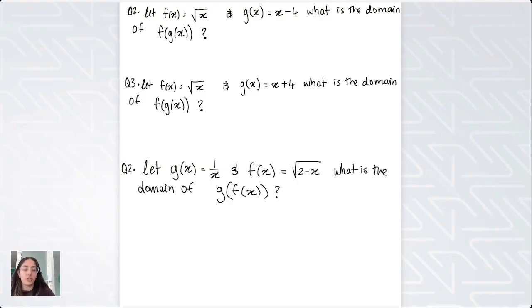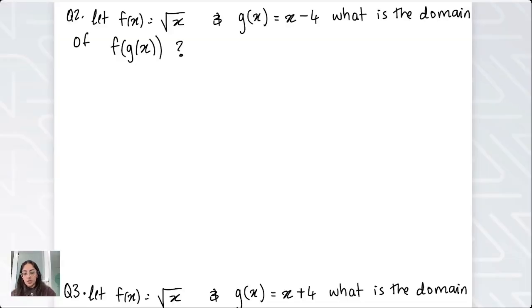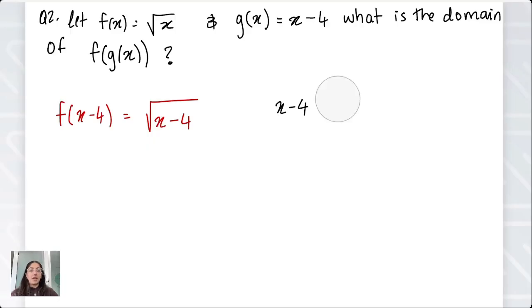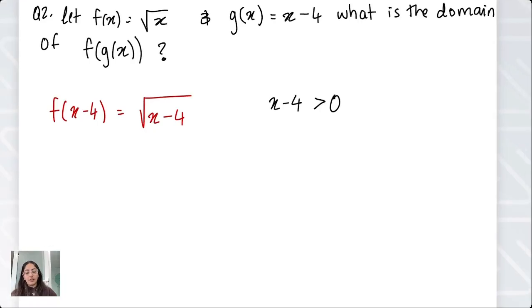You will notice that the only difference between question 2 and 3 is that I've changed this minus to a plus. So think about what that will do in terms of the question. Alrighty, so to answer the first one, we're going to first, as we did before, find f of g of x. So f of x minus 4, which is square root of x minus 4, which means that x minus 4 cannot equal, oh sorry, actually that's wrong, my apologies. x minus 4 must be bigger than 0. So x must be bigger than 4.